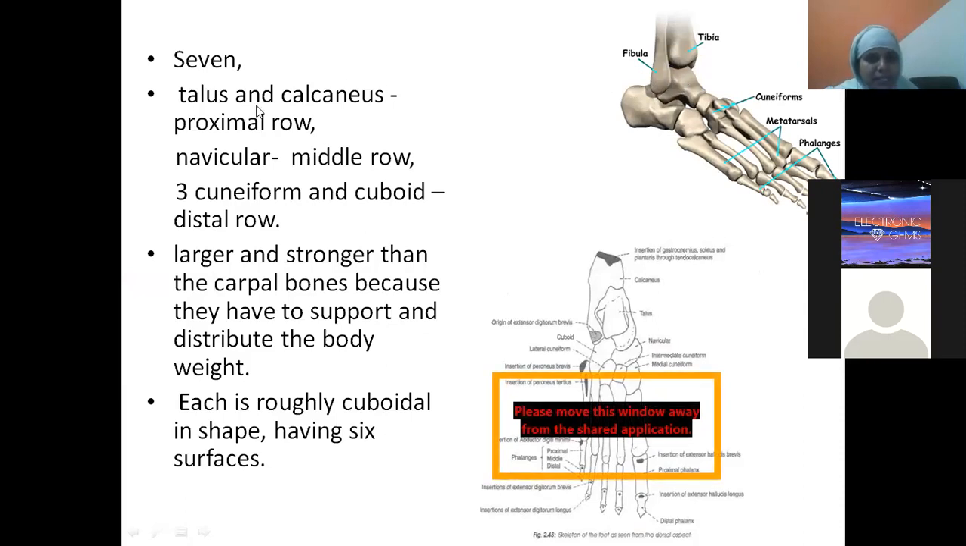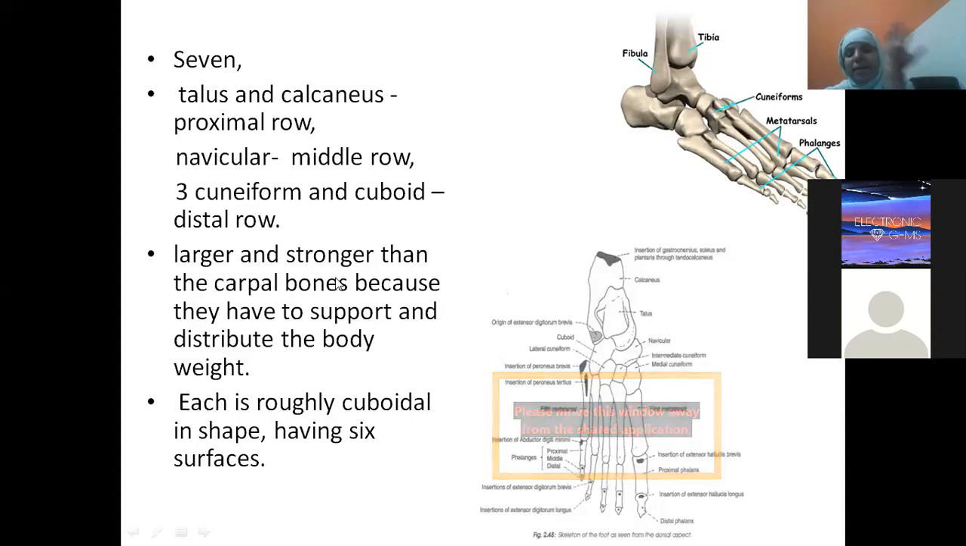So that means of the 7 bones, the talus and calcaneus are in the proximal row, and the navicular is found in the middle row. The 3 cuneiforms are in the distal row along with the cuboid. The tarsal bones are quite big when you compare them with carpal bones. Carpal bones were very small, whereas these bones are big and heavy because they have to completely bear our body weight. They have to support and distribute the body weight.